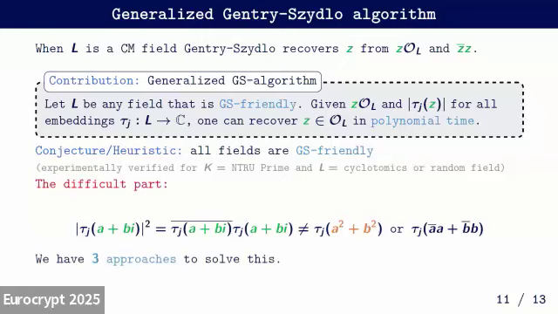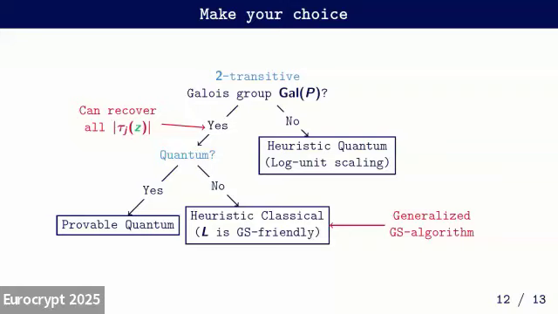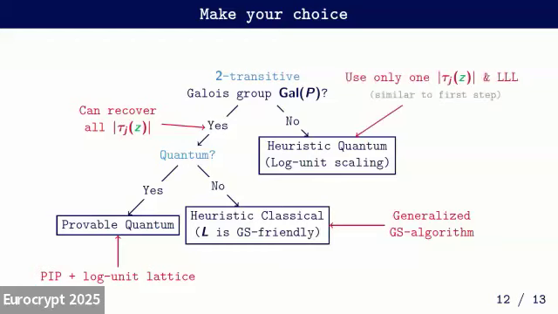And we have three approaches to solve this last step, which I won't go into, but you can make your choice which one you want. Just to give one detail, if the Galois group of our polynomial is two-transitive, then we can actually recover all these embeddings, and we can use our heuristic Gentry-Seidlow algorithm, where this heuristic, like I said, is quite mild. But we also have a case that's completely proven if we have a quantum algorithm, and if we don't have this two-transitivity, we have another heuristic quantum algorithm to fully solve it.